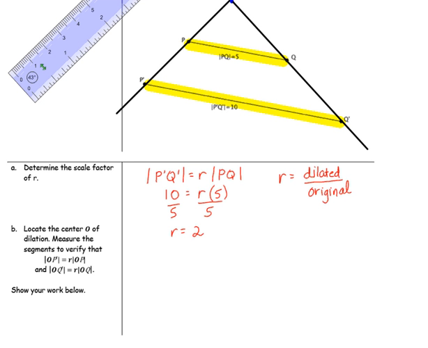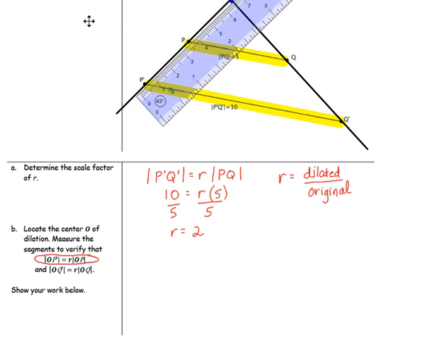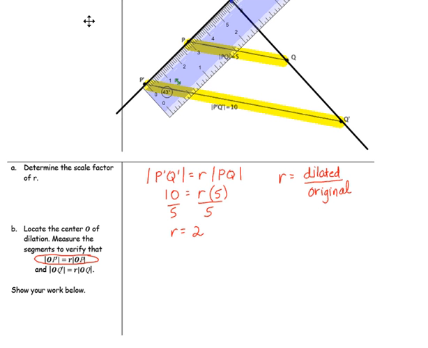Now, we know, according to these equations, the lengths of the segments, and we're going to verify that with measuring. I'm going to pull my ruler over and I'm going to measure my segments. The length of OP prime is equal to the scale factor times the length of OP.